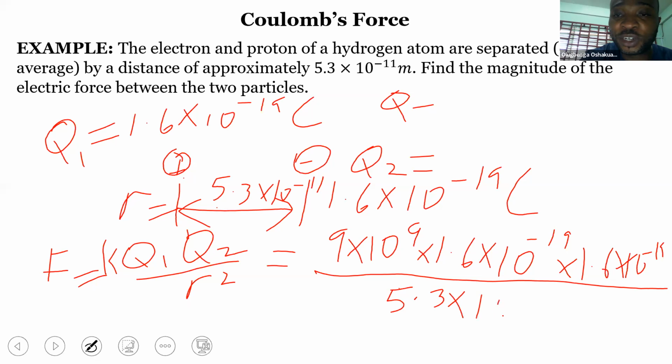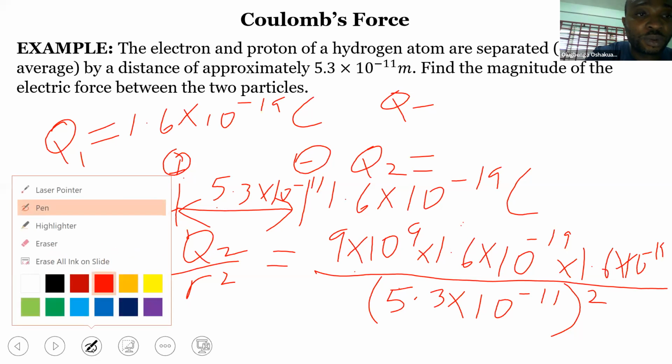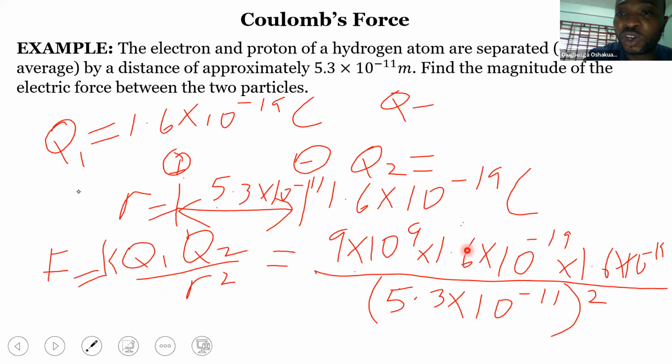5.3 times 10 to the power minus 11. The denominator unit is in meter. When we square it, it becomes meter squared. And the numerator, where is my pointer? This is in Coulomb, this is another Coulomb. Well, this is measured in Newton per Coulomb square, meter square.